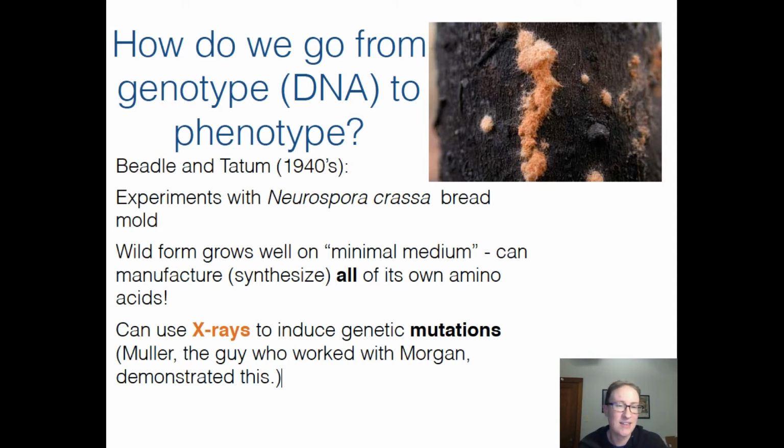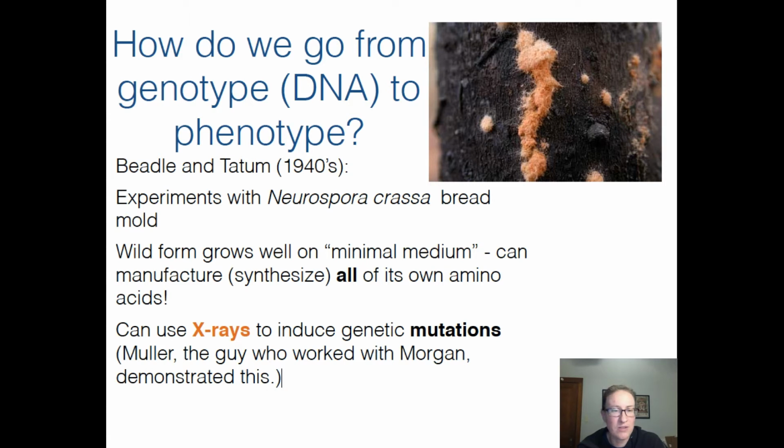So what these guys did is they conducted a series of experiments with a type of bread mold called Neurospora crassa. So it's this red bread mold that's pictured in the illustration here. And what they knew was you could grow this bread mold on a substance called minimal medium. So that's a medium that contains an energy source and it contains nitrogen. And when you grow it on that medium, this mold can actually make all of its own amino acids. So it doesn't need any particular amino acids, it can manufacture all of its own.